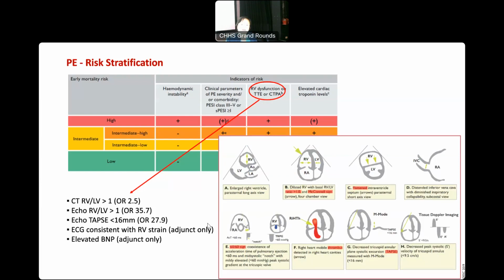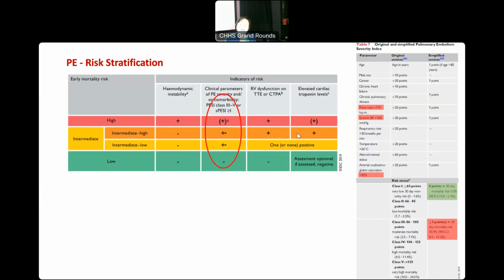So you have the patient intermediate high with both RV dysfunction and troponin. And if you only have one of them, you count it into intermediate low. And the question, people started thinking, what about PESI?